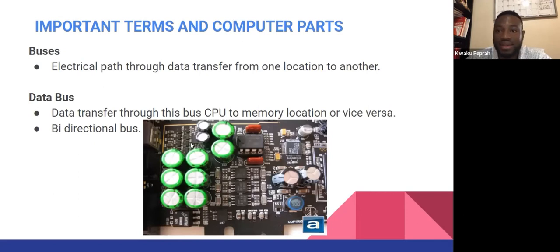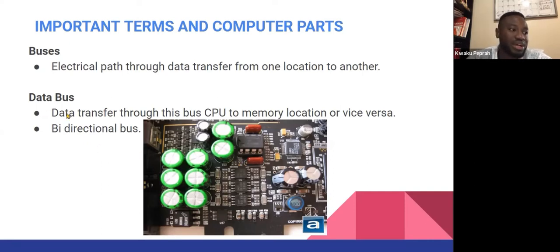And now some of the important stuff about computers: important terms and computer parts. We have the buses. As you can see here on the board, we have things that look like buses. These are electrical pathways where data is transferred from one location to another. It is very important because that's how data is transferred and how a computer functions.